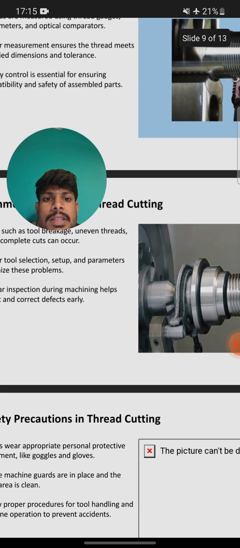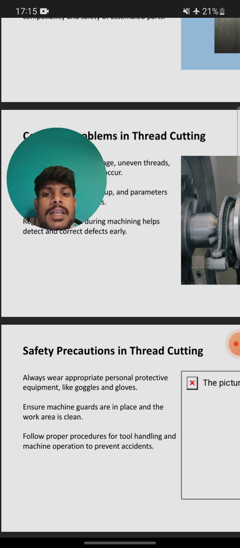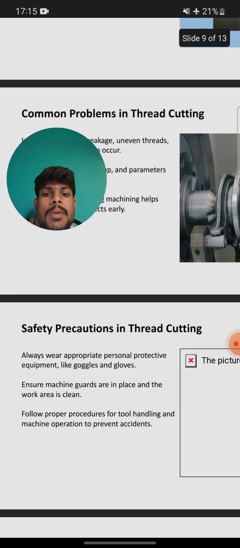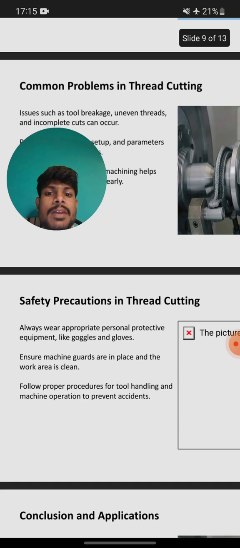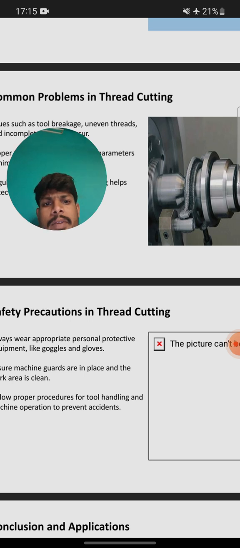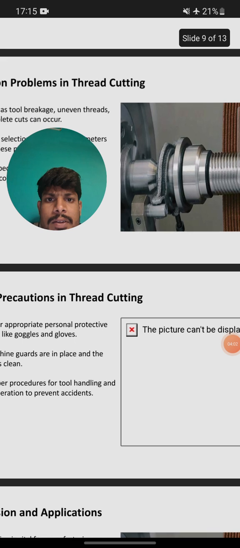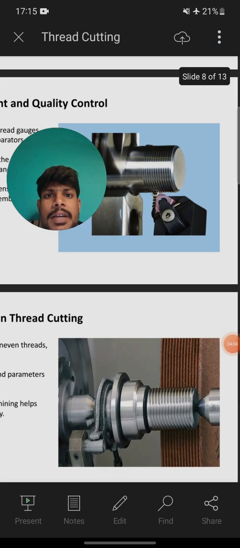Safety precautions in thread cutting. Always wear appropriate personal protective equipment like goggles and gloves. Ensure machine guards are in place and the work area is clean. Follow proper procedures for tool handling and machine operation to prevent accidents. And these are the thread cutting operations.